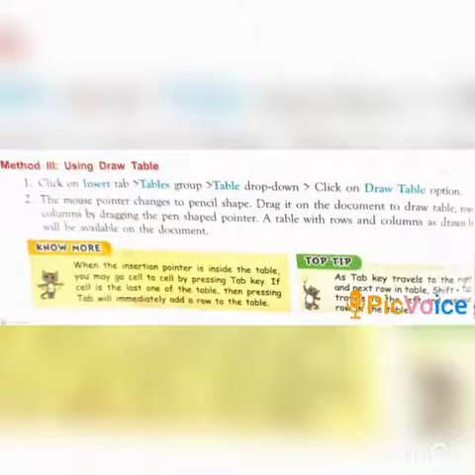The mouse pointer changes to a pencil shape. Then drag it on the document to draw table rows and columns by dragging the pen shaped pointer.